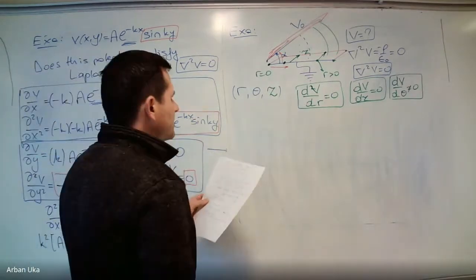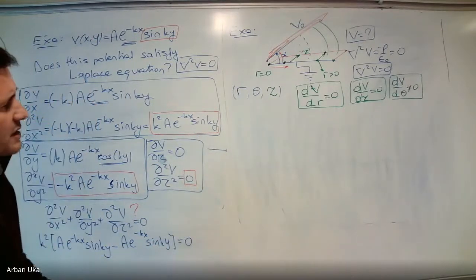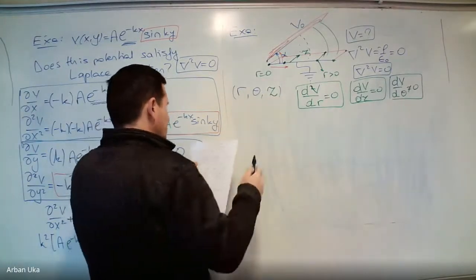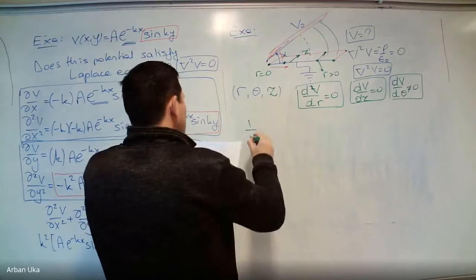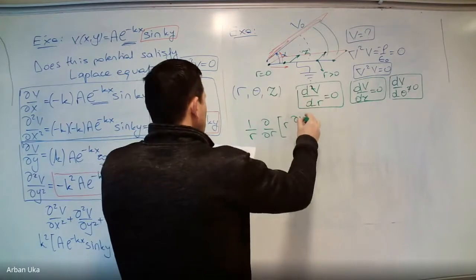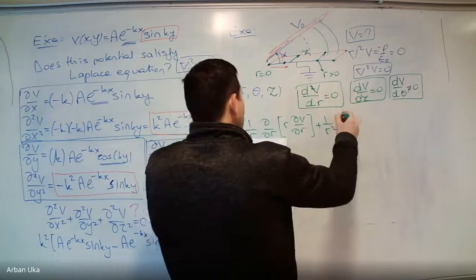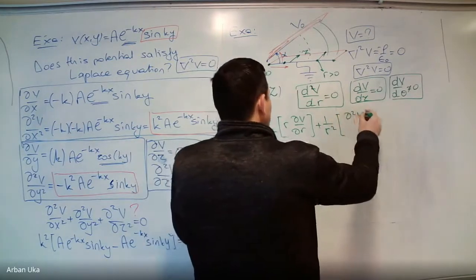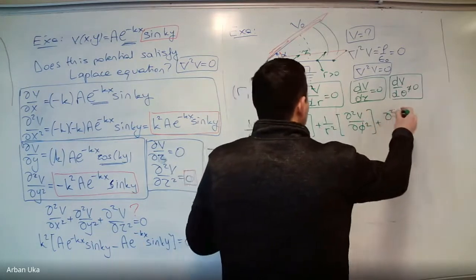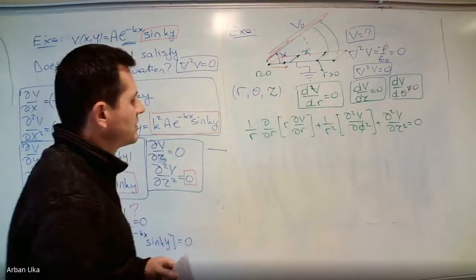This is the cylindrical coordinate system. In the previous session, we wrote the Laplacian operators for the Cartesian and the spherical coordinate systems. Now we have a chance to write it down for the cylindrical one. And this Laplacian is equal to 1 over R, the derivative with respect to R, of R dV over dR, plus 1 over R squared times the second derivative of the potential with respect to the angle phi, plus the second derivative of the potential with respect to Z squared. This is all equal to 0.